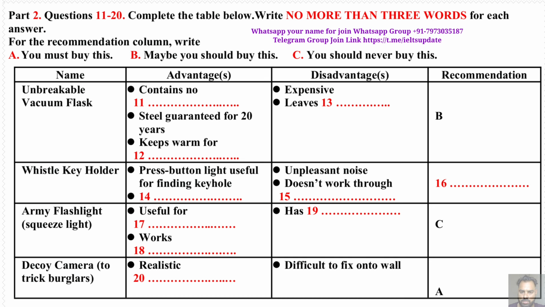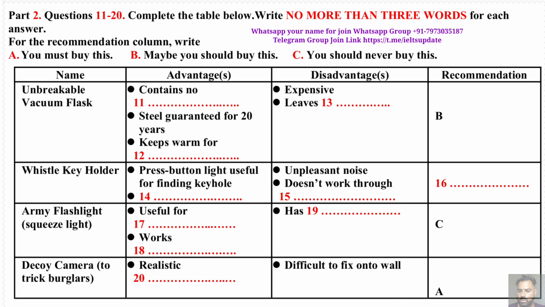Let's start with this vacuum flask for keeping drinks hot. Well, I felt this had quite a lot going for it. Most of all is the fact that it contains no glass and is therefore unbreakable to all intents and purposes. It's made of stainless steel, which is guaranteed for 20 years. Hope that's long enough. And it's true what the manufacturer claims, that it does maintain heat for 18 hours. So that's pretty good. On the downside, it really works out to be quite expensive, and much more surprisingly, it unfortunately leaves a strange taste, you know, when you've drunk from it. So, all in all, my recommendation would be it's got plenty of advantages, but it is rather expensive, so I'd say you should maybe buy it.